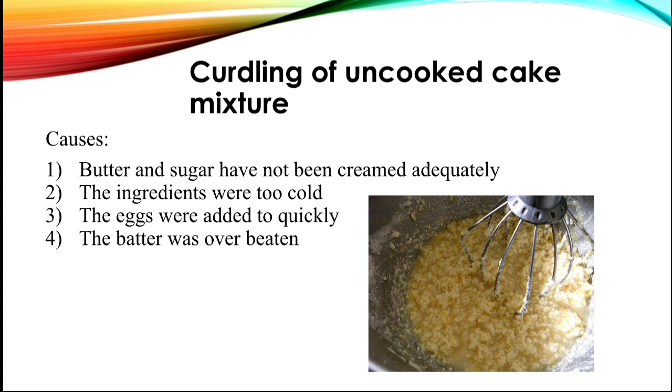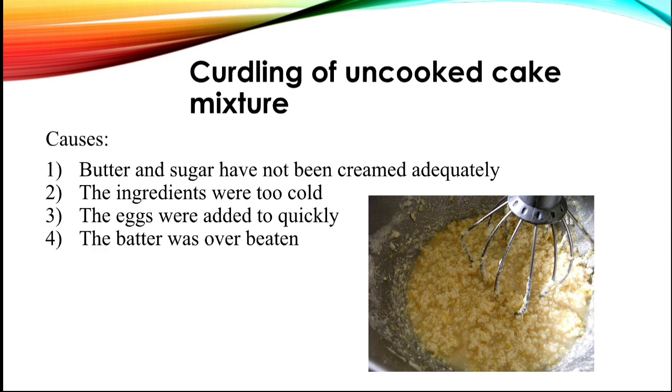Now, quite often, cold ingredients do not incorporate well together or sometimes at all. So when baking cakes, it is often advised that ingredients be brought to room temperature before using. Another reason could be that the eggs were added too quickly or the batter was overbeaten. Now, when baking cakes, you have to find the right balance. Remember that baking is a science and everything must be done according to the recipe and must be done properly.